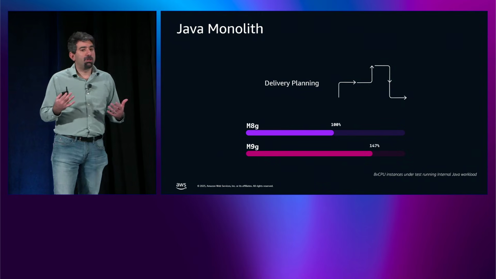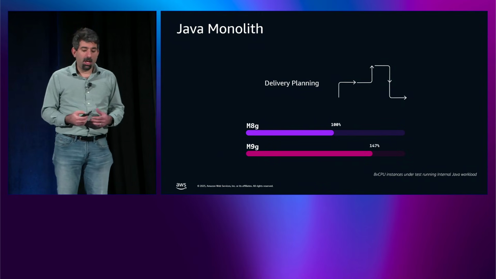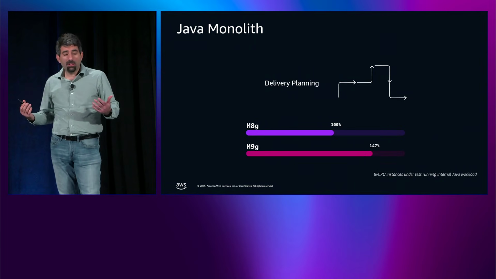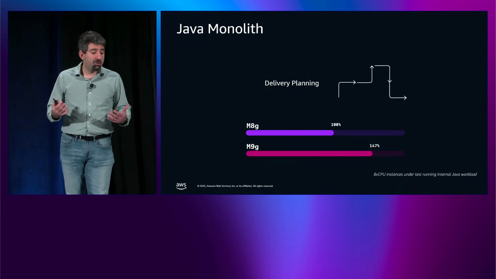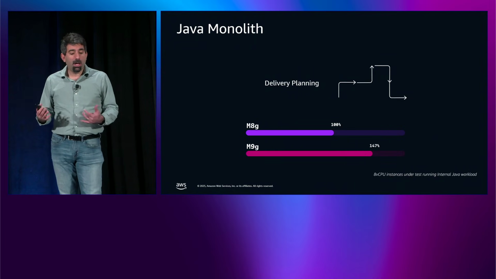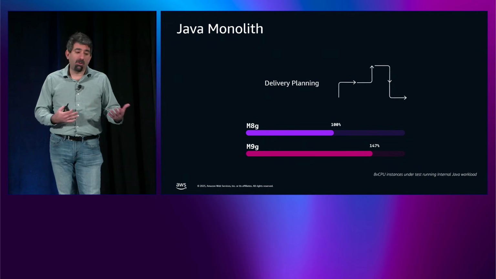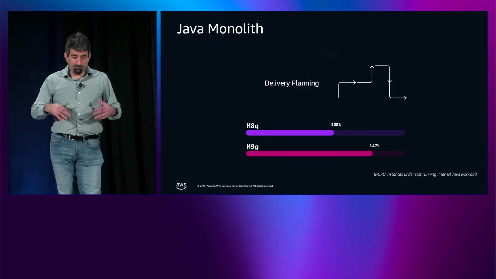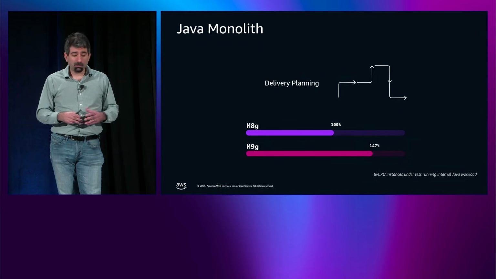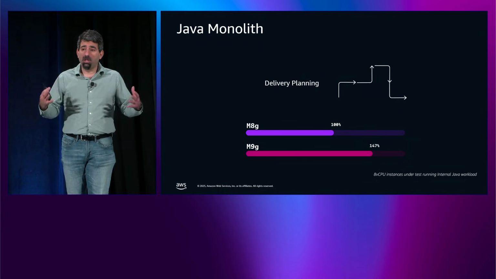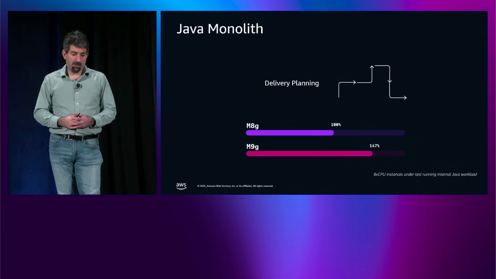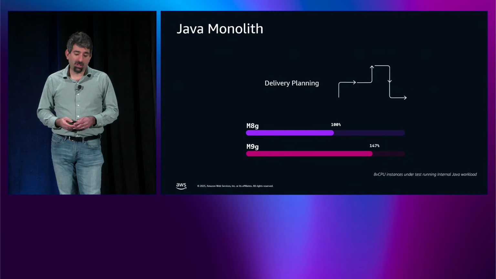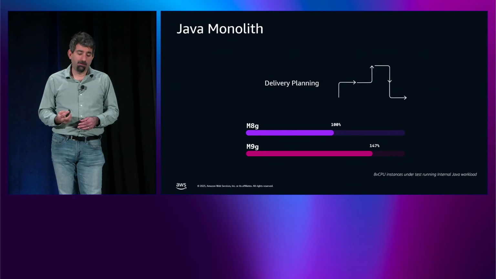Now, while microservices are great, we also find that monoliths still exist. We don't have a really good open source example of this, but we took an internal workload that's used for delivery planning. And we measured that on Graviton 4 versus Graviton 5. Here, this is a really big workload. It's got a jar that's 100 megabytes or so. And you can see a great 47% performance increase in this case.